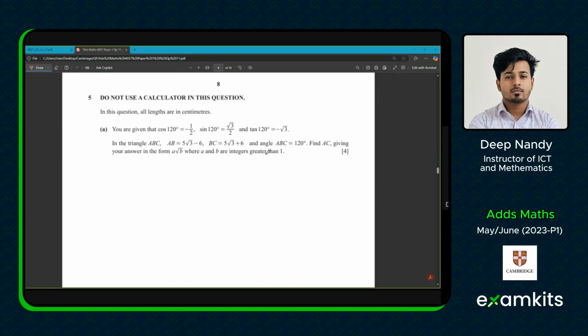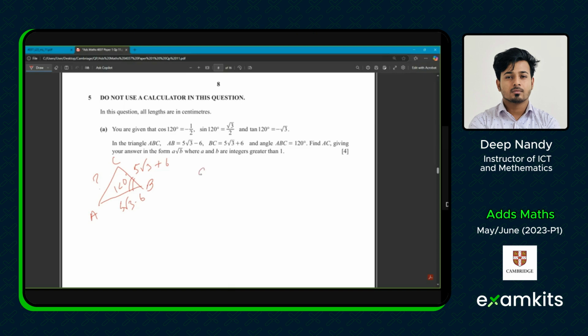So first we draw the triangle. This is triangle ABC. Here AB equals 5 root 3 minus 6, BC equals 5 root 3 plus 6, and angle ABC is defined as 120 degrees. We have been told to find the value of AC. So for this, we are going to use the cosine rule.